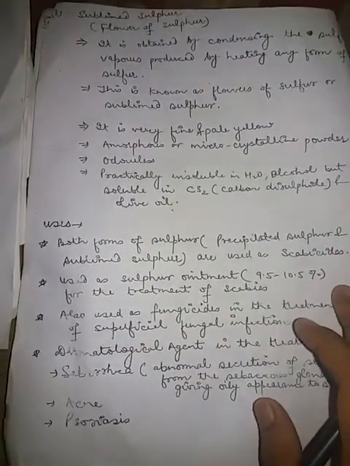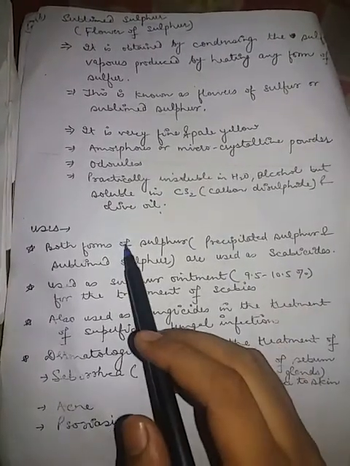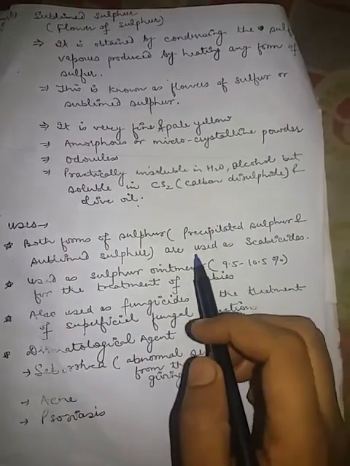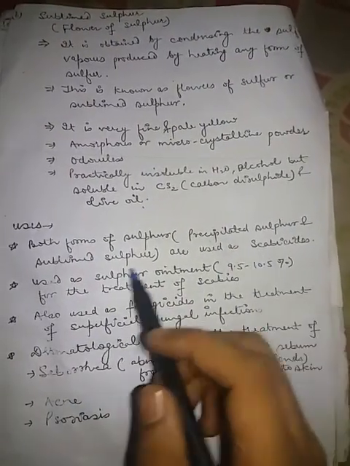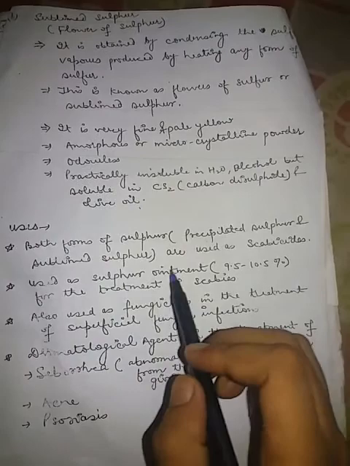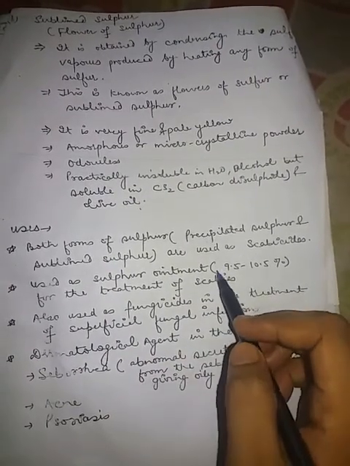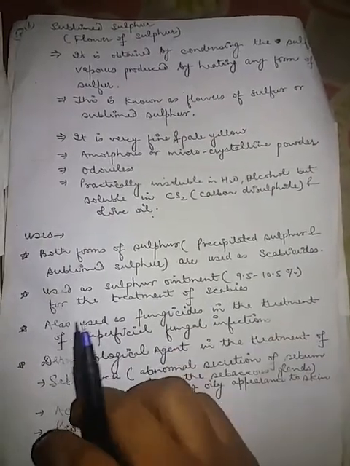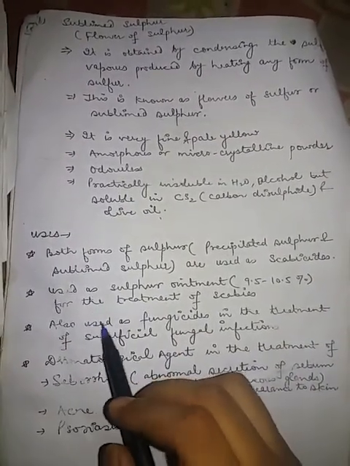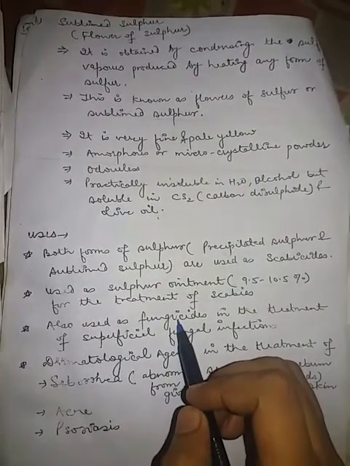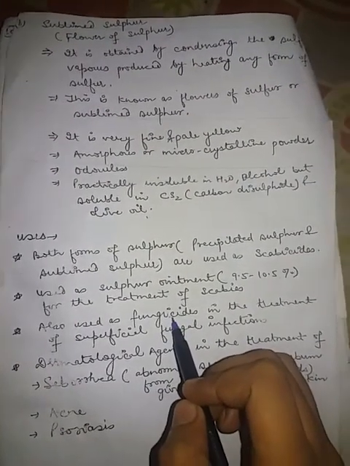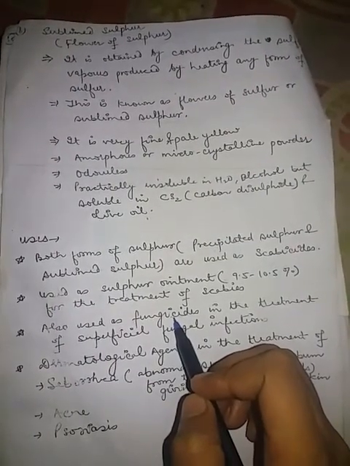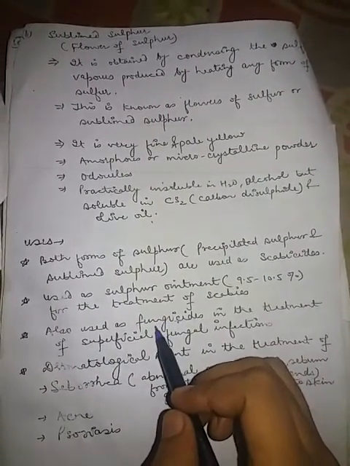So what are the uses of sublimed sulfur? Both forms of sulfur, the precipitated sulfur and the sublimed sulfur, are used as scabicide. It is also used in sulfur ointment with a concentration of 9.5 to 10.5% for the treatment of scabies. It is also used as a fungicide. Fungicide means it kills the fungus, and fungistatic means it just stops the growth of fungus. So here it is fungicide.